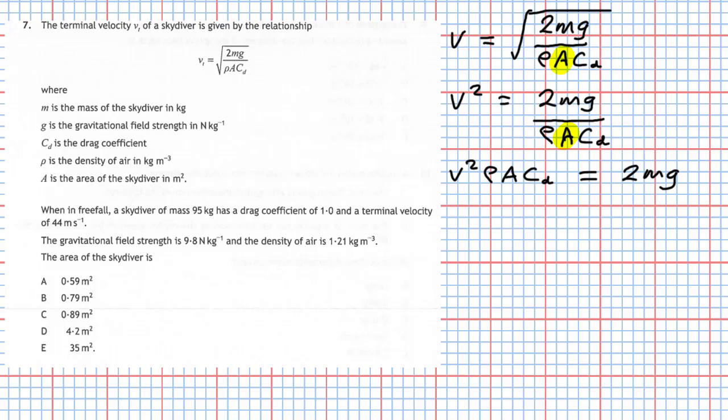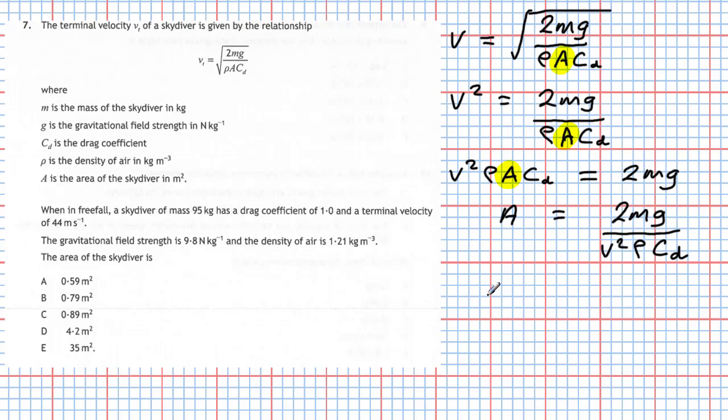So we're getting there. But remember, keep in mind what we're after. We're after this part here, A. Now to find A, we have to divide the right hand side, the 2mg, by everything except A. So we've got A on its own finally, and it must equal 2mg on the other side divided by v squared times the density times the drag coefficient CD. And then we've got the formula for the area of the skydiver.